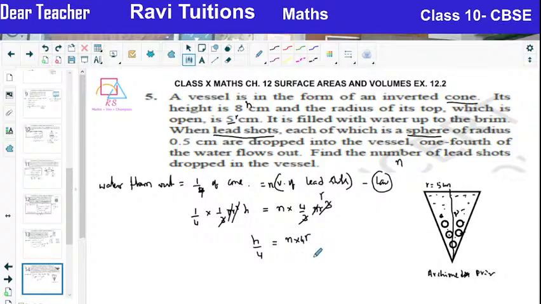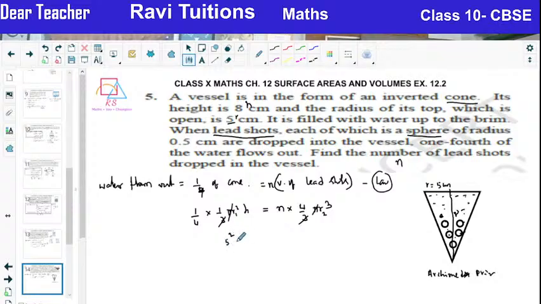So now the height of the cone is 8, so this is 8/4, and 4 into the radius of the cone is 5. This is the radius of the lead shot, no? I'm sorry, you cannot cancel it. ఇది క్యాన్సిల్ చేయకూడదు కదా. These r's cannot cancel. Remaining things we can cancel. So the radius of the cone is 5.